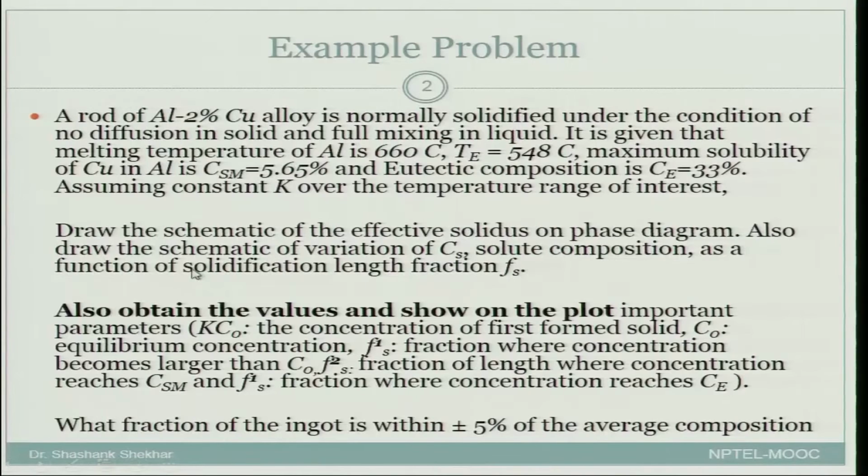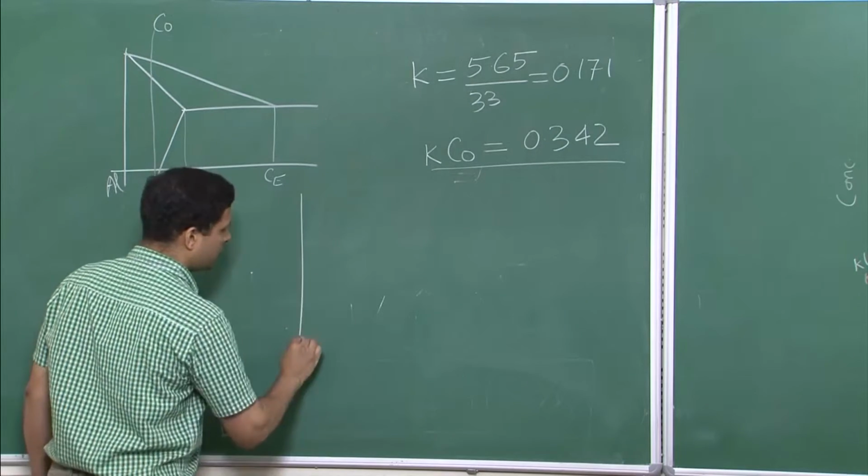Well, we have already done that. Also draw the schematic of variation of CS, solute composition, as a function of solidification length fraction Fs. So this part is also easy. Now what it asks, next part is the more important. Also obtain the values and show on the plot important parameters, Kc naught, the concentration of first formed solid, C naught, the equilibrium concentration, and there are different fractions it wants. F1s, fraction where concentration becomes larger than C naught, F2s, where fraction of length becomes where concentration reaches CSM, and it should be F3s, fraction where concentration reaches CE. So we need to find fractions and put it on the concentration versus length plot.